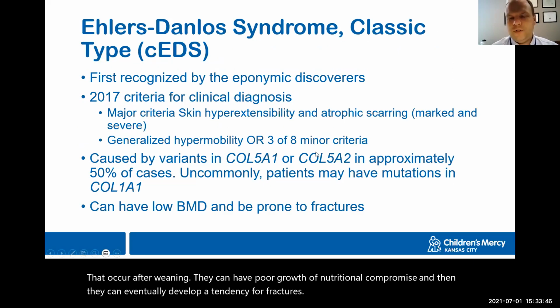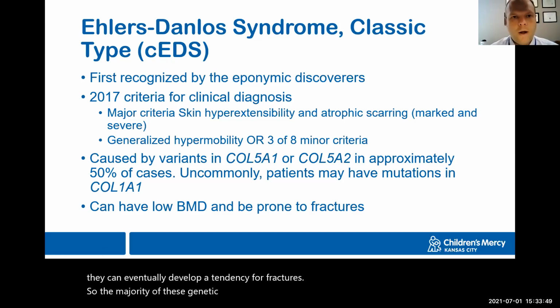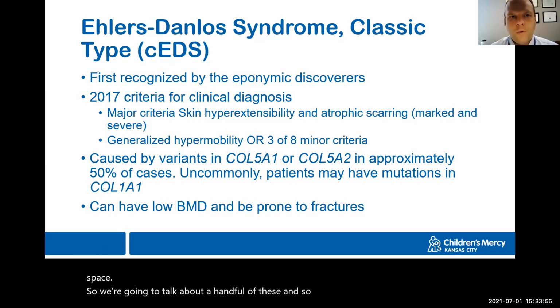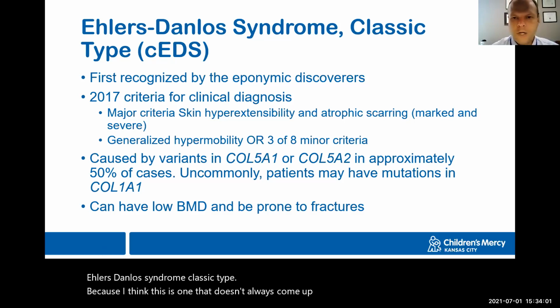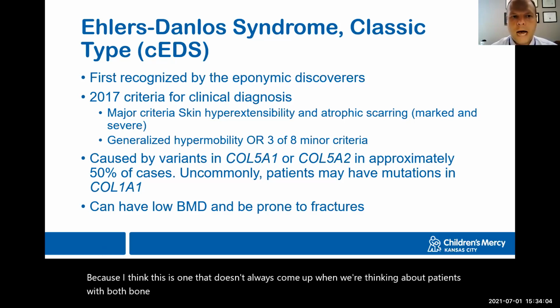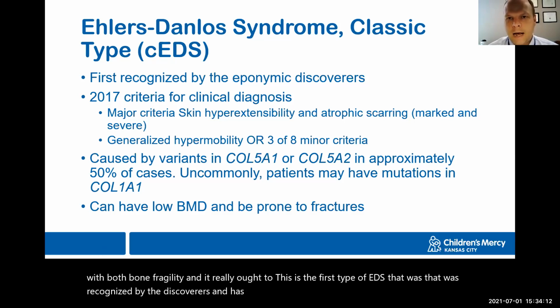The majority of these genetic conditions are going to be more in the connective tissue space. So we're going to talk about a handful of these. And so I want to start out with Ehlers-Danlos syndrome classic type, because I think this is one that doesn't always come up when we're thinking about patients with bone fragility, and it really ought to. This is the first type of EDS that was recognized by the discoverers, and has recently undergone an overhaul of the way it's diagnosed.